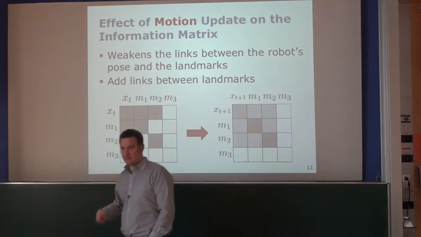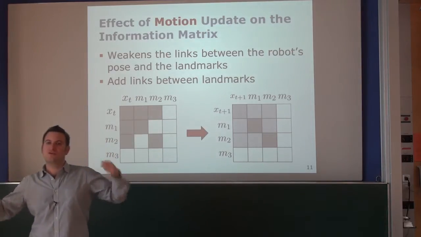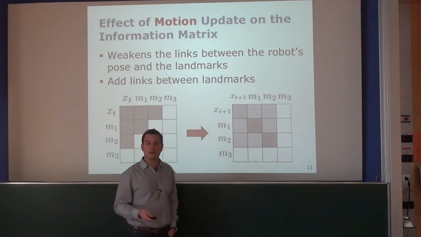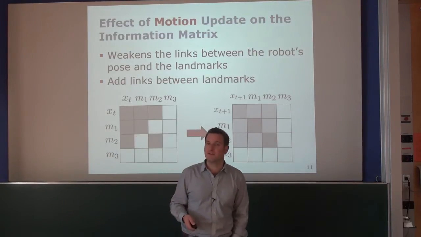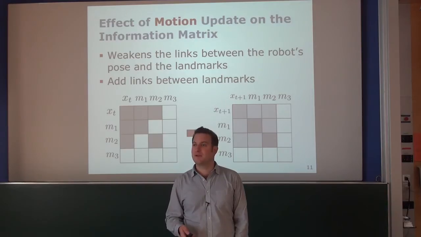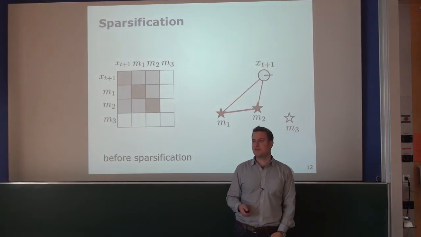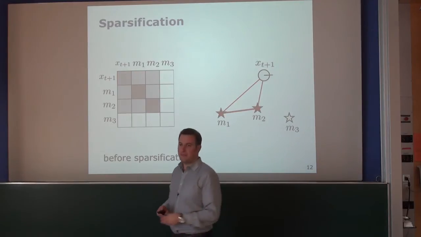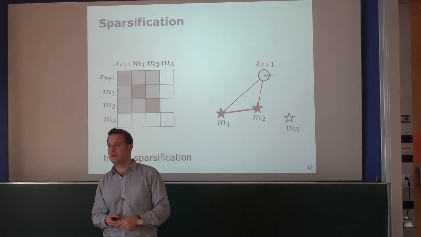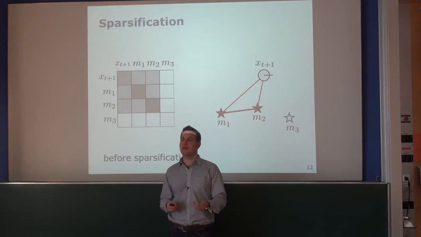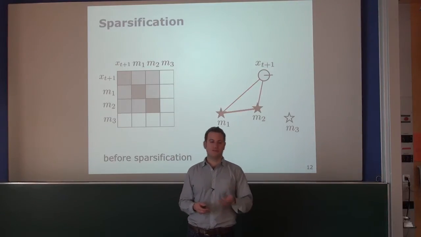The problem is if I continue this process, I will have connections between all the landmarks and the robot poses. And this is something I want to avoid, because in this case, I wouldn't have a sparse matrix anymore. And therefore, the sparse extended information filter introduces an additional step, and this is a sparsification step. The goal of the sparsification step is to generate and maintain a sparse information matrix.